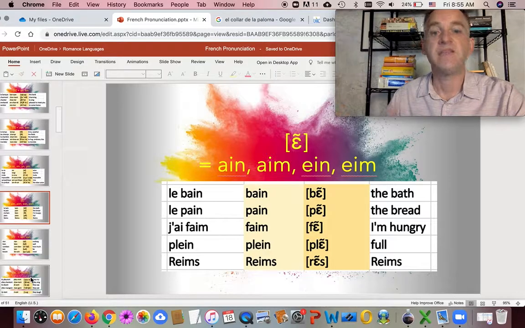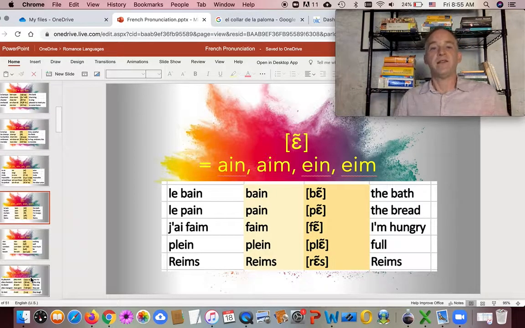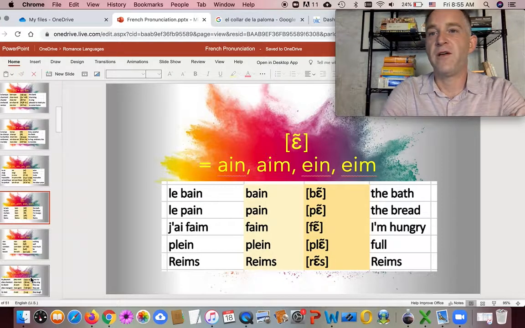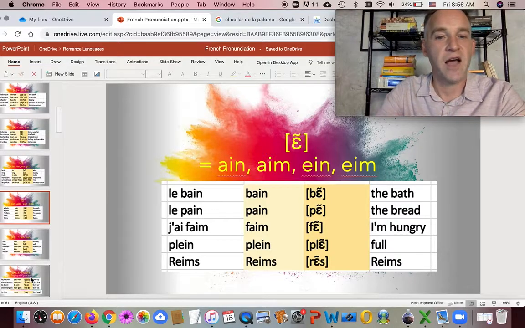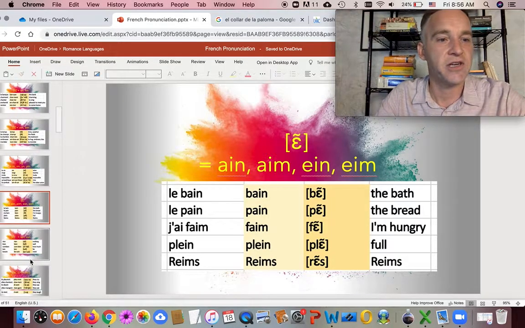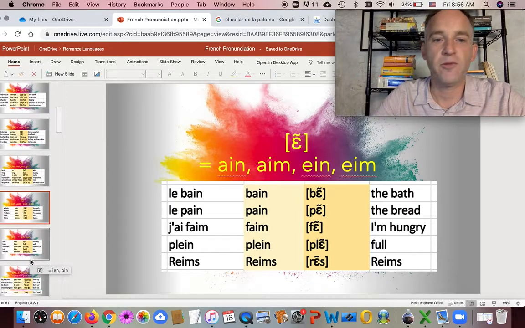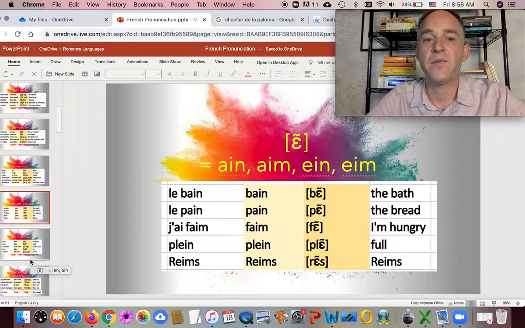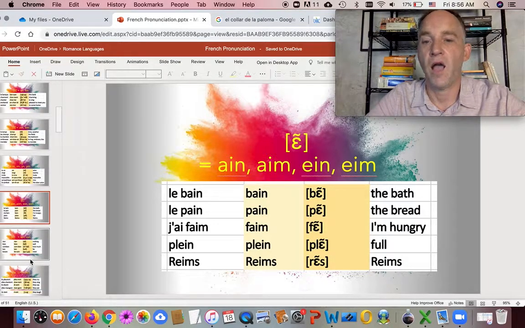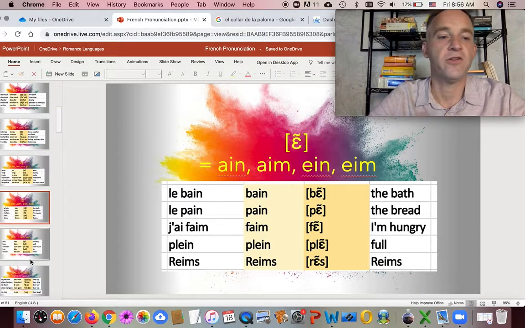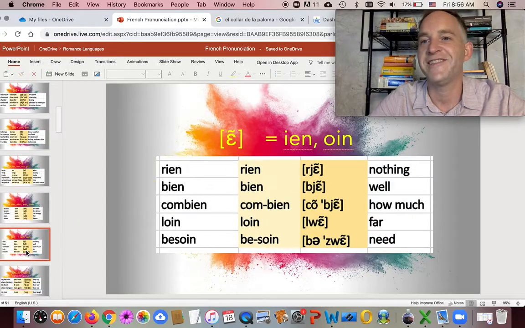Reims is the name of a city that Joan of Arc was part of freeing from English rule back in the day. Reims is a city in the Champagne region of France. And these other words are quite common: bain, pain, fin, plein, Reims. Looking at the phonetic: bain, pain, fin, plein, Reims. However you pronounce your R's, we'll get to that in a different video.